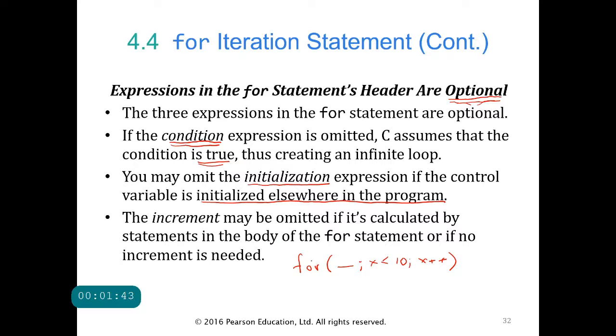So it will assume that you initialize the variable x somewhere before you wrote down the statement of the for loop. Similarly, the increment may also be omitted, and if you remove this final statement, it will assume that the increment is being done somewhere within the body of the loop. So again, this is not something which is too important, but just know that it exists.